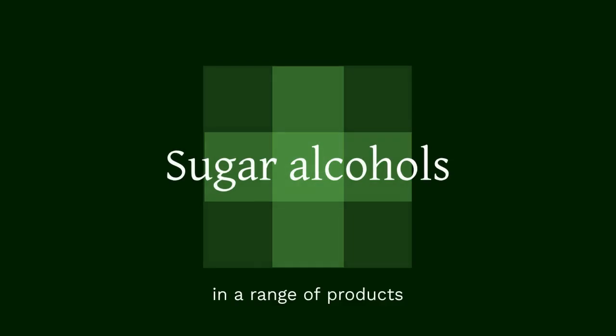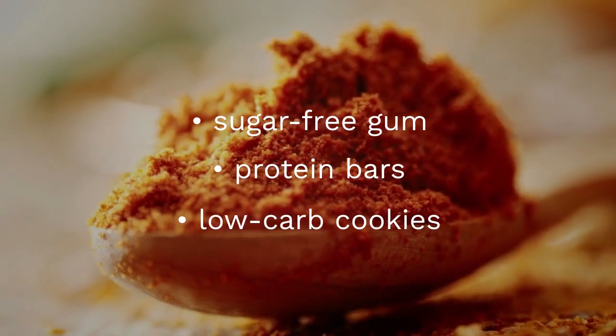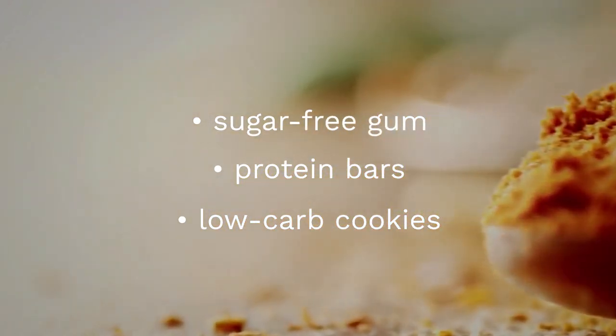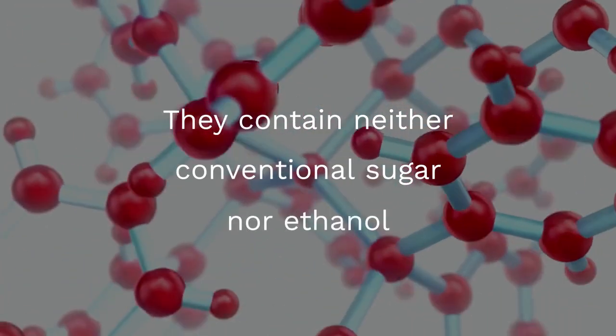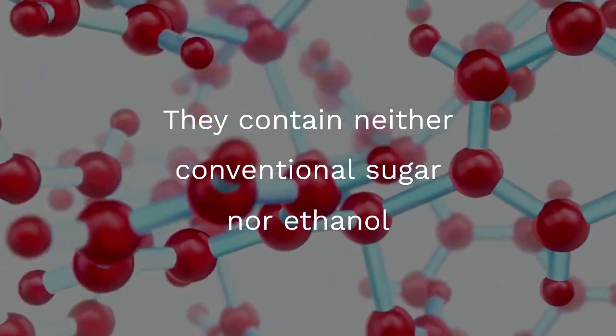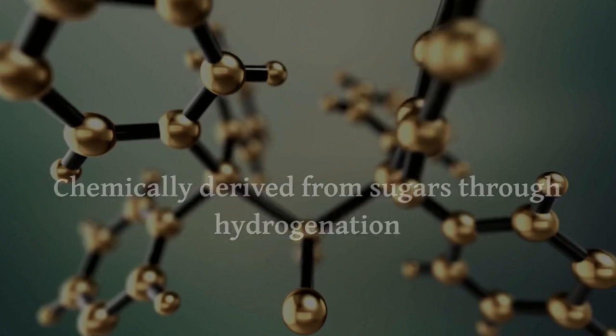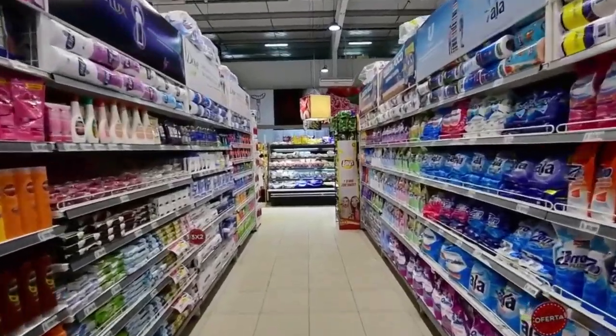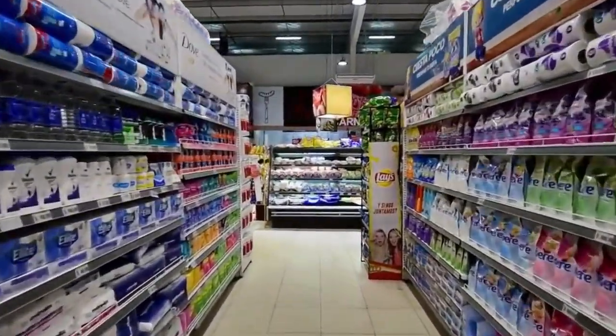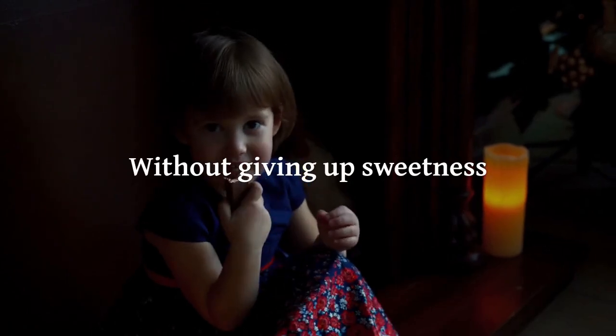Sugar alcohols appear on the ingredient labels of an enormous range of products: sugar-free gum, protein bars, low-carb cookies, diabetic-friendly snacks, mouthwash, and toothpaste. Despite their name, they contain neither conventional sugar nor ethanol. They are a category of carbohydrate compounds called polyols, chemically derived from sugars through a process called hydrogenation, and they have occupied an increasingly prominent place in the food industry as consumers seek ways to reduce caloric intake and blood sugar impact without giving up sweetness.